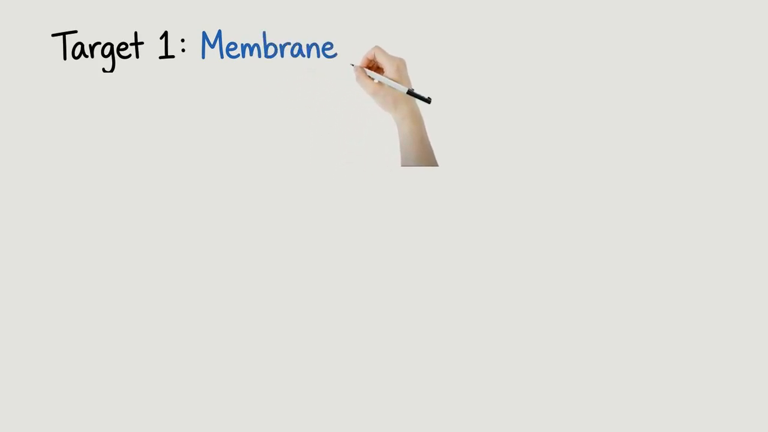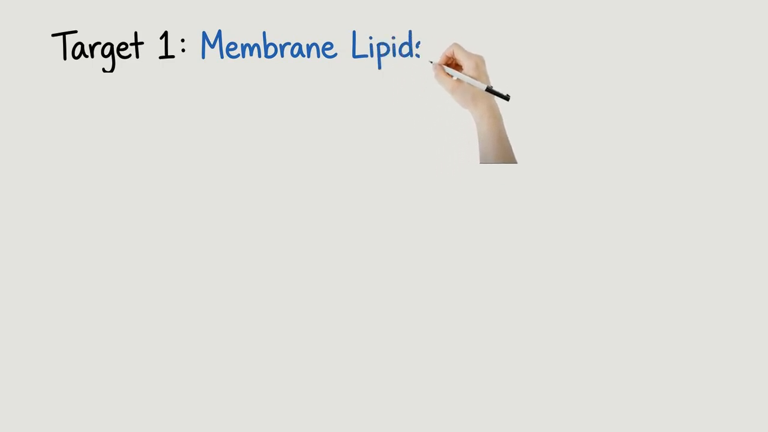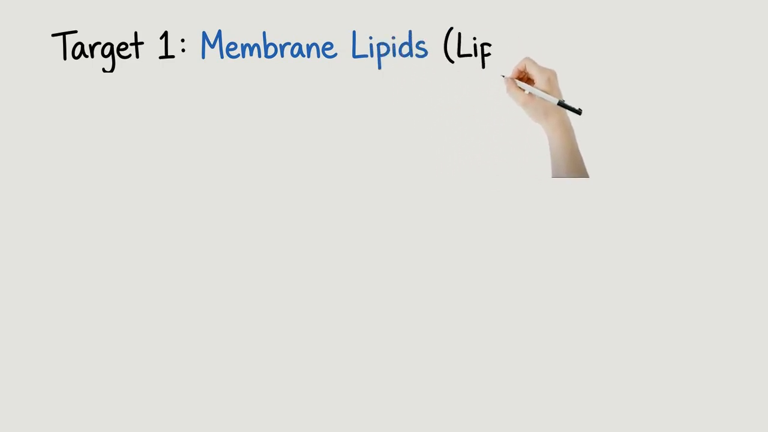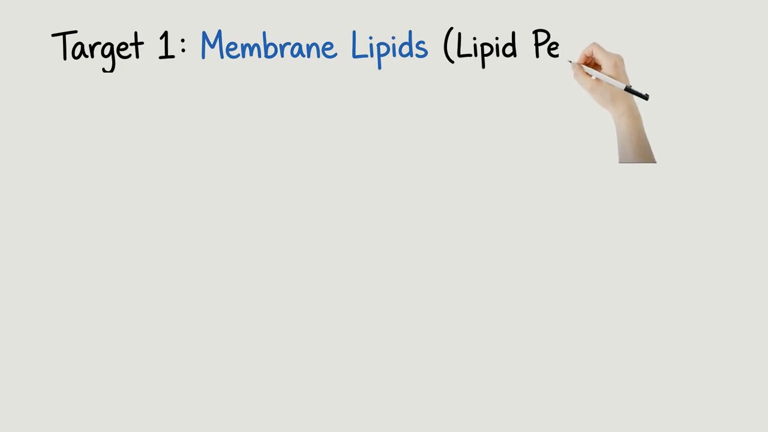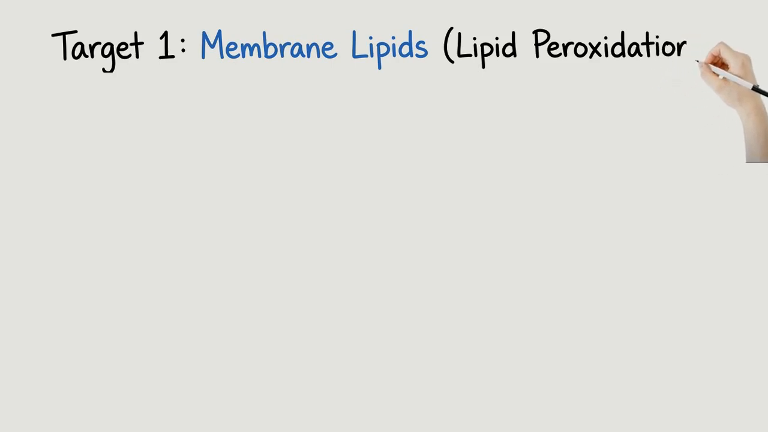Target 1 is membrane lipids through lipid peroxidation. Hydroxyl radical attacks polyunsaturated fatty acids in cell membranes. It steals a hydrogen atom, creating a lipid radical, which reacts with oxygen and attacks the next lipid. This chain reaction destroys membrane integrity. Cells swell, organelles rupture. This is the primary mechanism of cell death in carbon tetrachloride toxicity and in reperfusion injury.